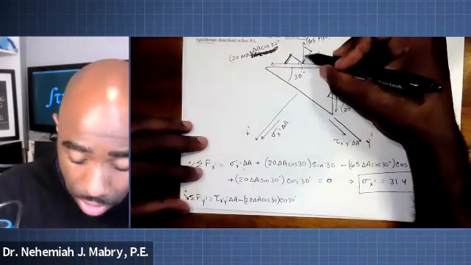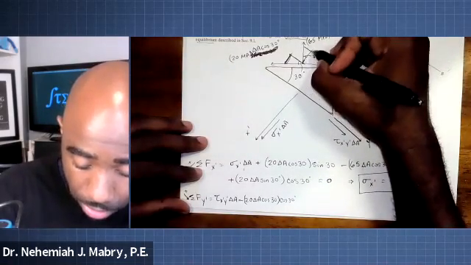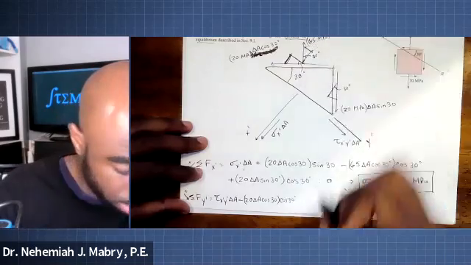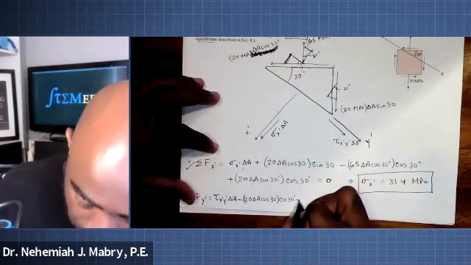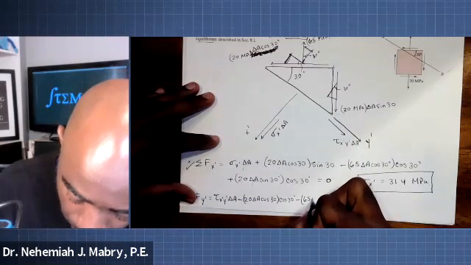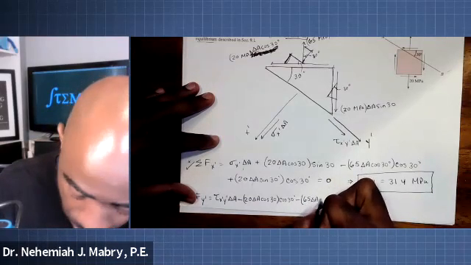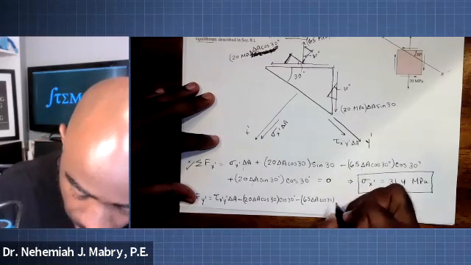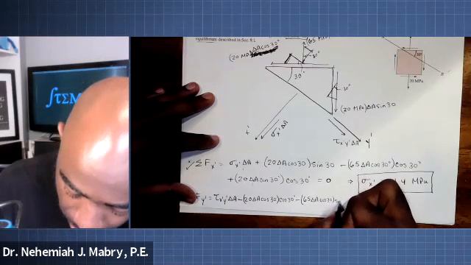Then we're going to come over here. This direction is a combination of this direction and that direction. So this will also be a minus 65 delta A cosine 30 sine 30.